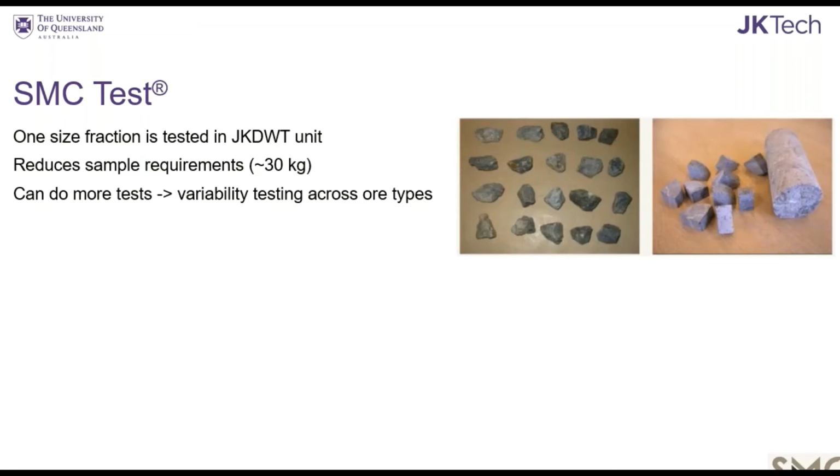So it uses the drop weight tester machinery, but only tests one size fraction. So you have a very much reduced sample mass requirement there, going down from anywhere between 60 to 100 kilos down to about 30 kilos. So obviously, for the same price and the same amount of mass, you can do more tests, which leads into better sort of variability testing across your deposit.